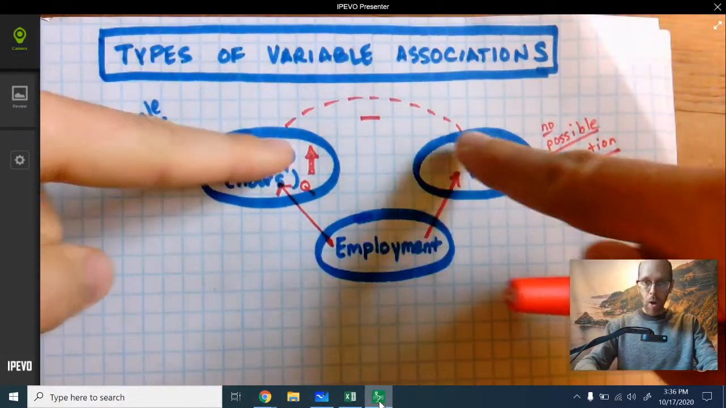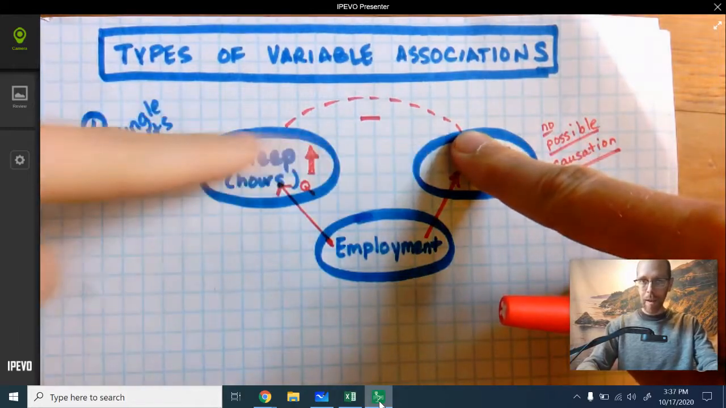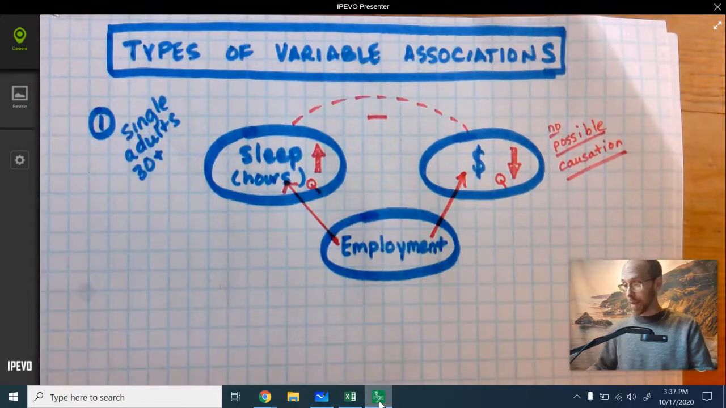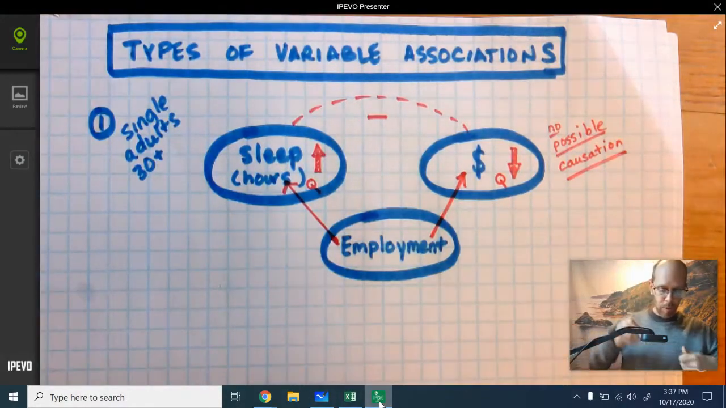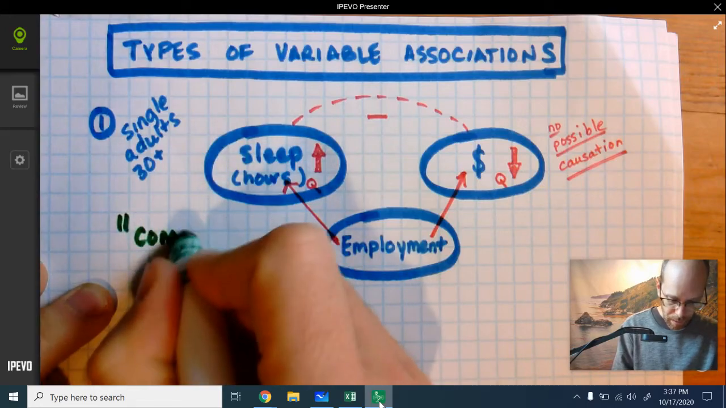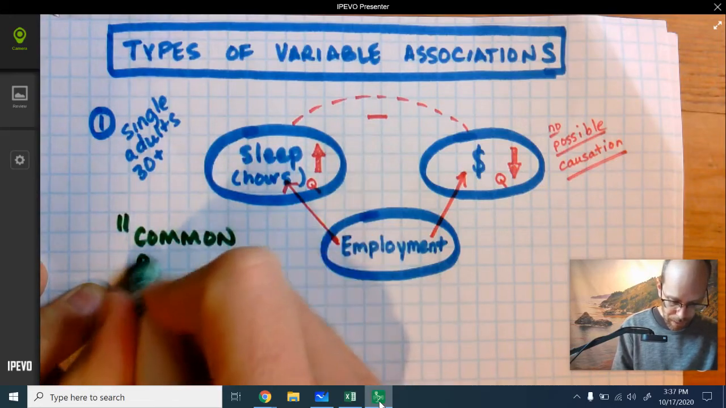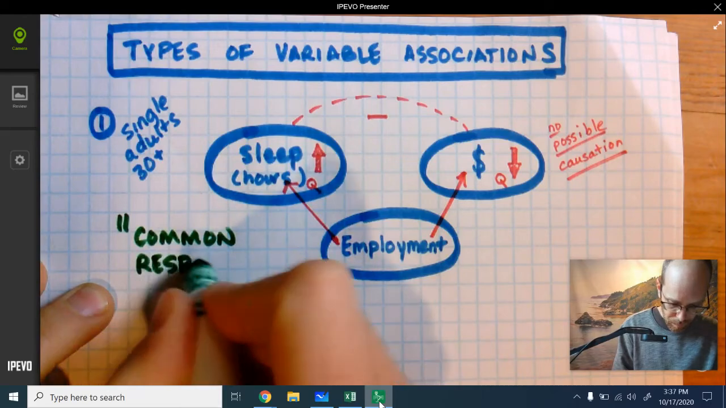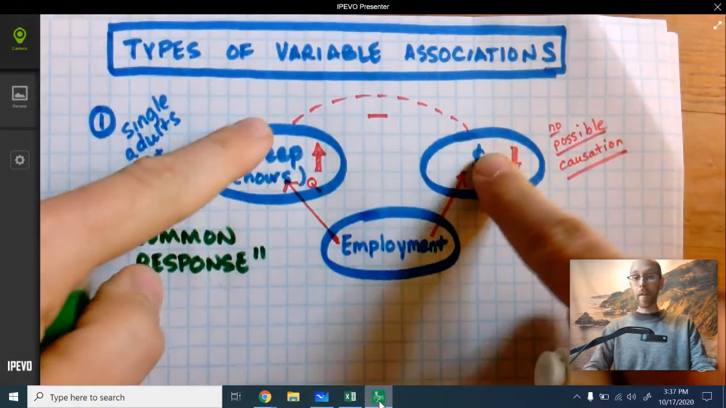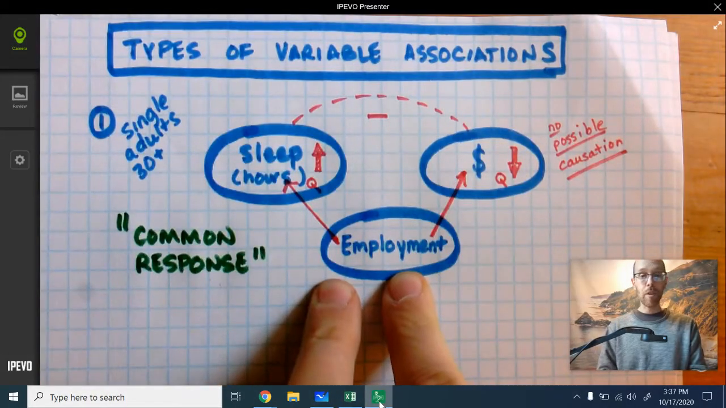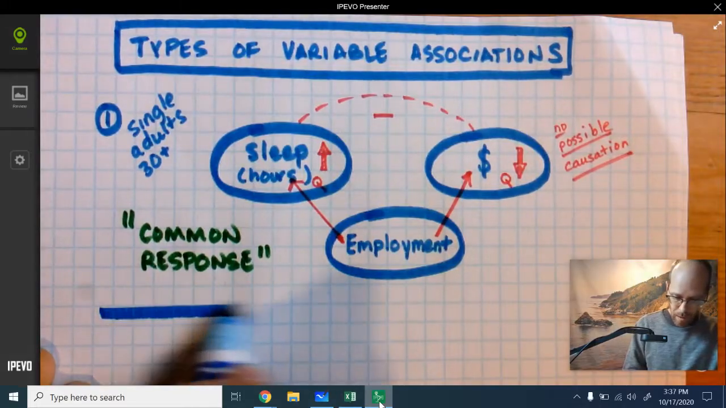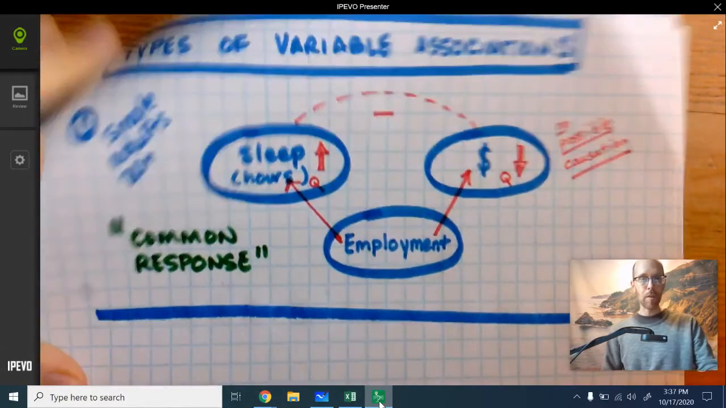So no causal relationship here at all. There's this third lurking variable that explains them. If you run into a situation like that, we have a name for it. We call it a common response. Both of these variables have a common response to the employment variable. So there's our first type of association.